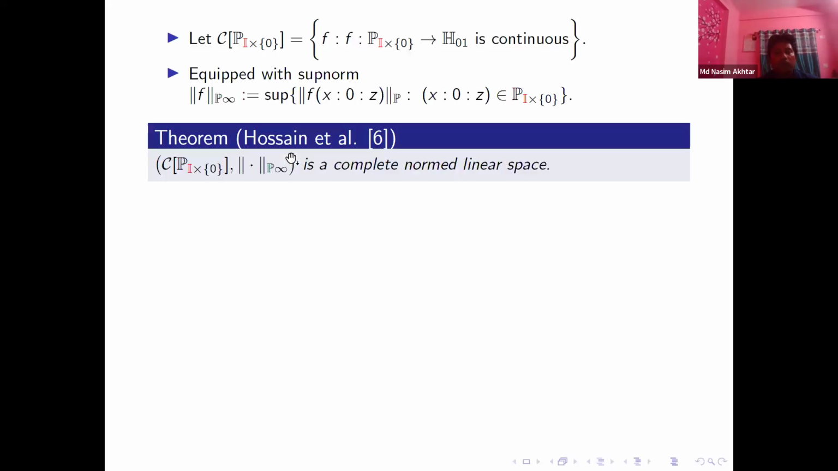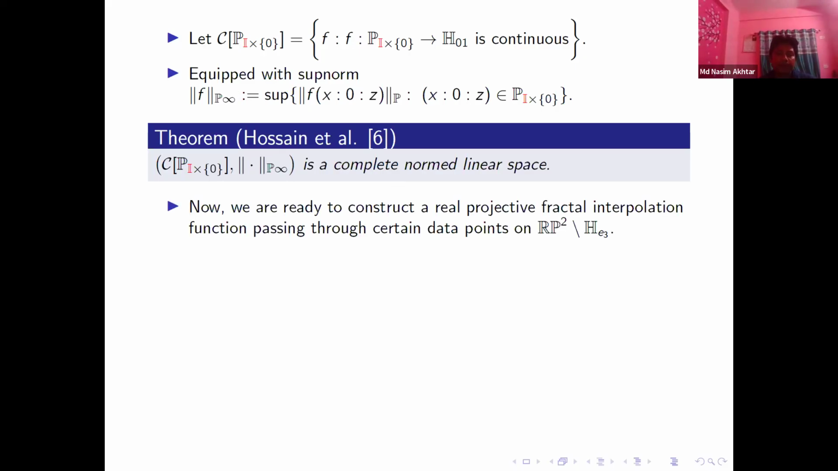Okay, now we consider all continuous functions on the projective interval πₓ cross 0, and we take the sup norm here. Then the third result is that this space together with this sup norm is complete. So now we are ready to construct a real projective fractal interpolation function through certain data points on RP2 minus H3.